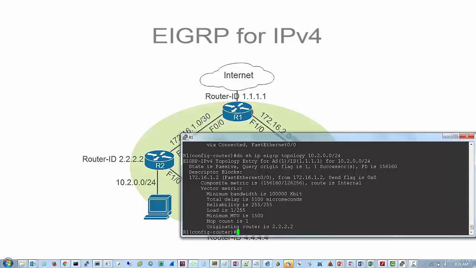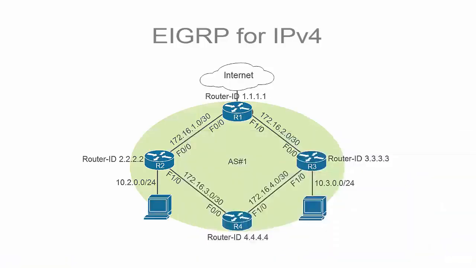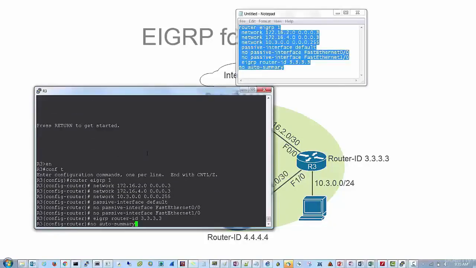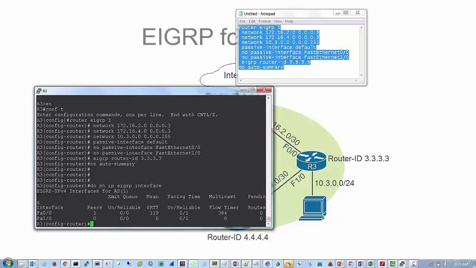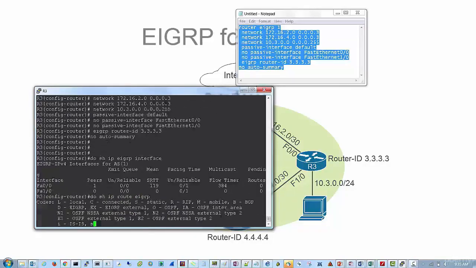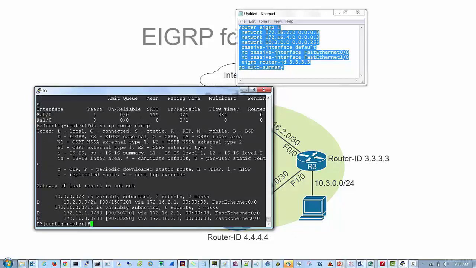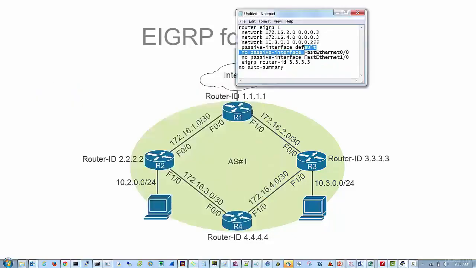Okay, so let's zoom through the rest of the topology and we'll configure R3 and R4 for EIGRP peerings. We'll paste that in. Make sure that our EIGRP interfaces are enabled. There we go, it already has a peer, I'm assuming with R1. See if it has any EIGRP routes. And it does. Modify our script for R4.